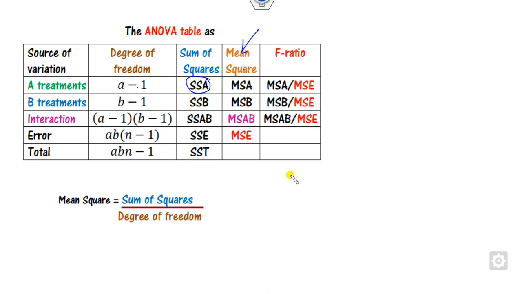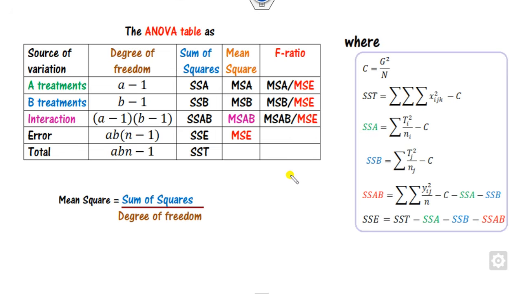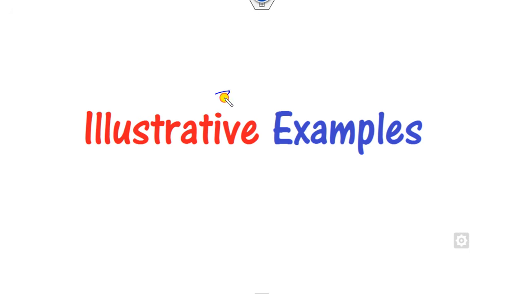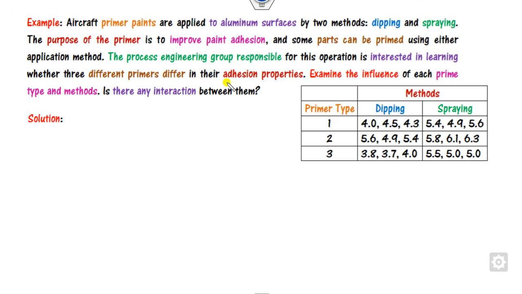We will explain this with the help of a couple of examples, three to four examples. How you define the values of SSA, SSB and so on, we will see here. Right now it's very difficult to remember all these formulas, but we will see them in a couple of examples. So we will see three examples. It is very simple, you can simply learn from them. Say aircraft primer paints are applied to an aluminium surface by two methods, dipping and spray.